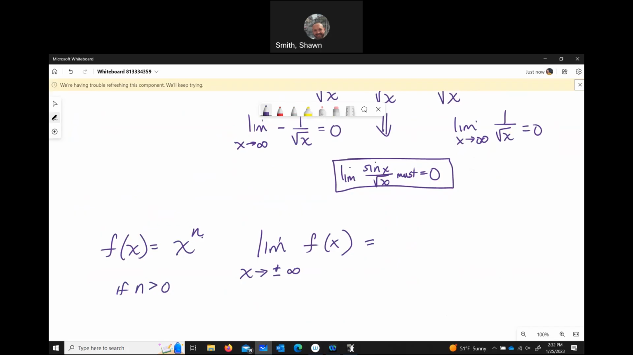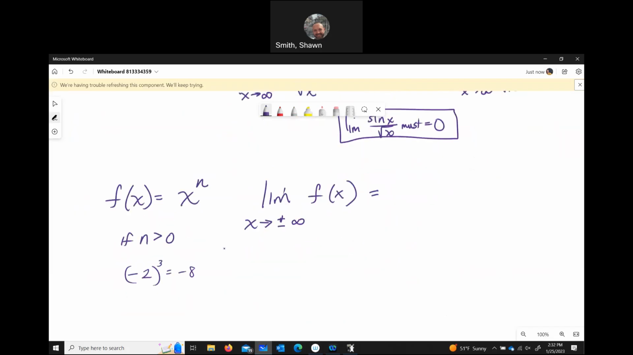A negative number raised to a positive number. So like, don't even say a big number. Let's just say negative 2 raised to a positive number, 3. Negative 8, right? Negative 2 to the 4th is positive 16. Negative 2 to the 5th. So this is all going to depend on whether n is even or odd, right?